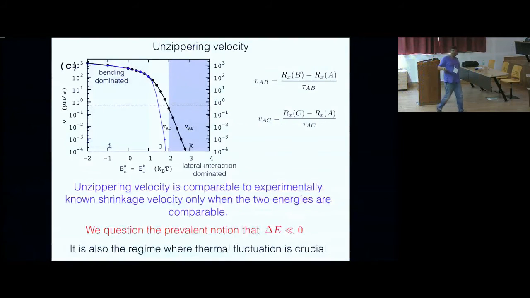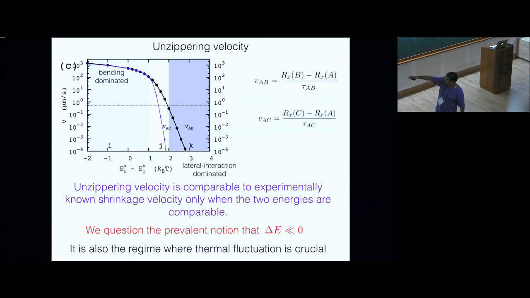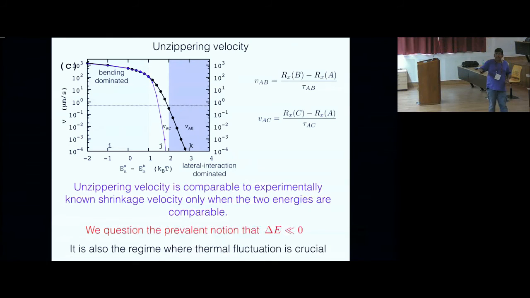So this is the velocity versus this delta E. When delta E is of the order of kBT, a few kBT, is where one would get a velocity of the same order of magnitude as that of the experimentally seen velocity. That would question the notion that delta E is much smaller than zero. Delta E much smaller than zero is the notion. And as Anatoly said, we also did exactly the same thing with depolymerization and all details. Because of the lack of time, I haven't put it here, but I'll show you just after the talk.